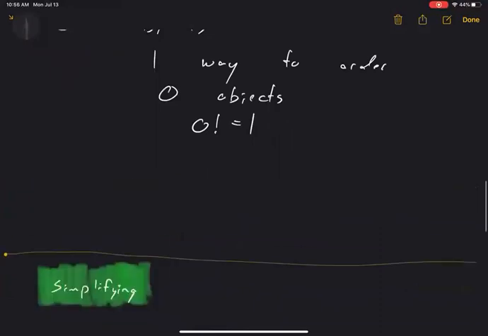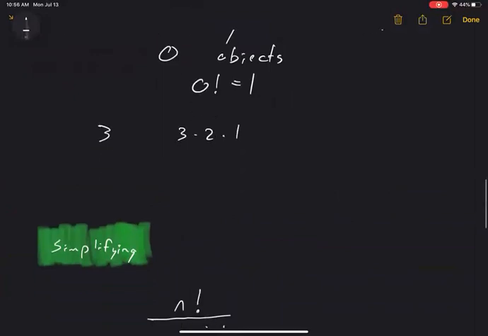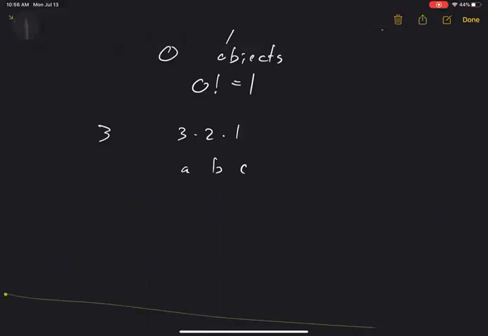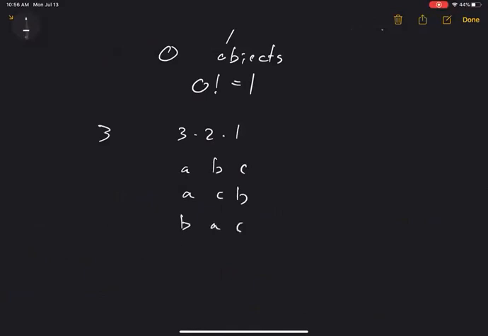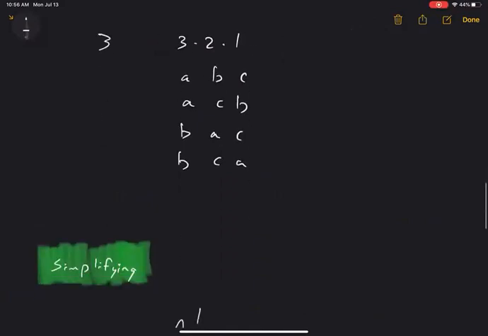If I had 3 objects, there are 3 times 2 times 1 ways to order them. So if I had A, B, and C, how many ways to order these letters are there? There's 6: A, B, C; A, C, B; B, A, C; B, C, A; C, A, B; and C, B, A. So 6 ways: 1, 2, 3, 4, 5, 6.